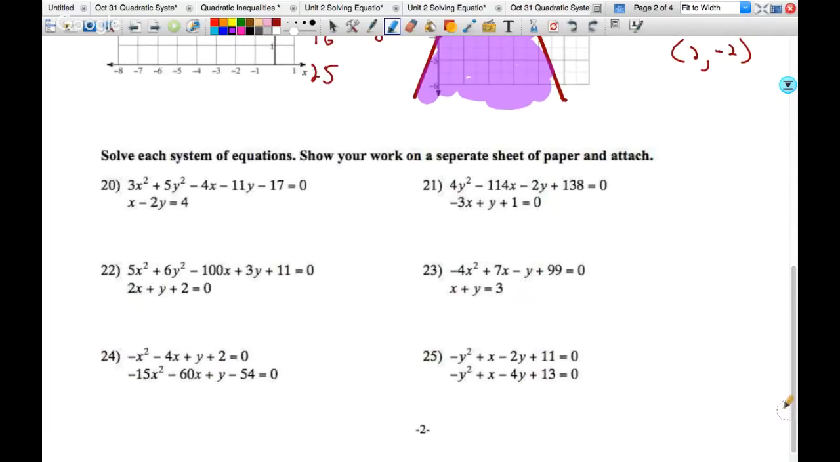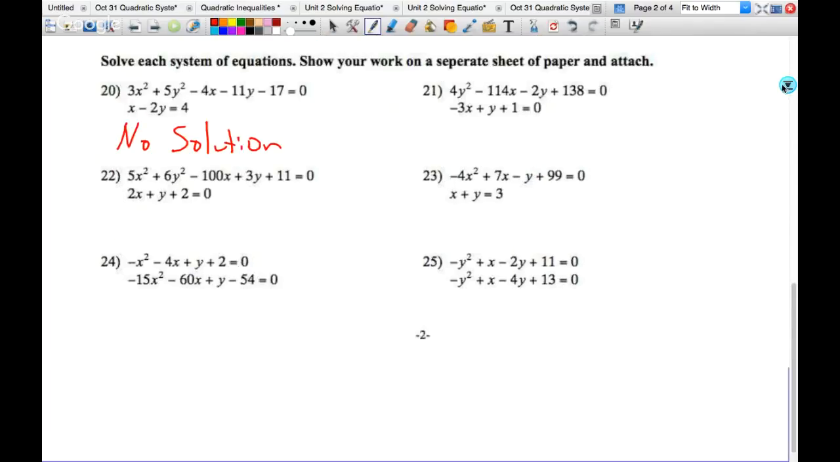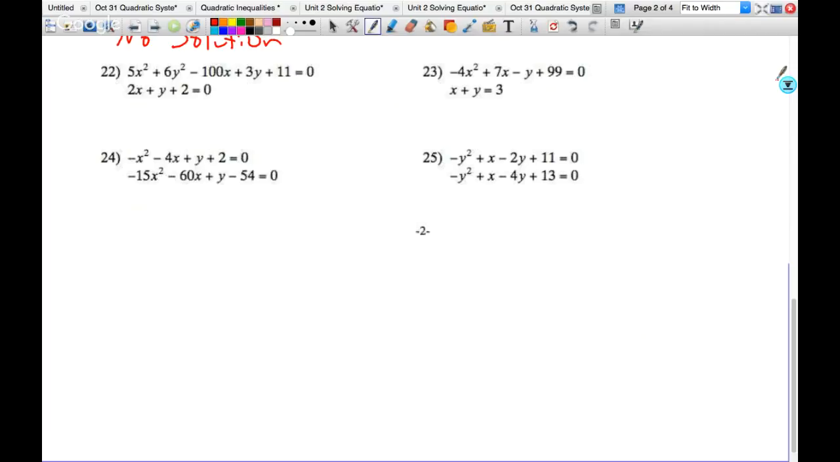All right, solve each system of equations. Show your work on a separate piece of paper and attach. If you're watching this video, I will tell you number 20 right now has no solution. Don't rack your brain over it. You can give up on number 20. Let's do 24 and 25, and then we'll call it good on this homework help video. You should be doing this on a separate piece of paper, so you've got room.